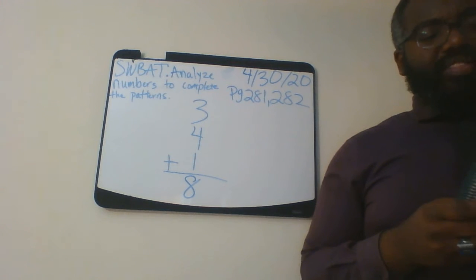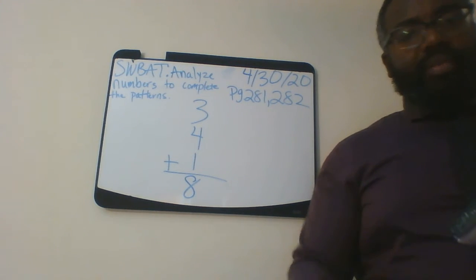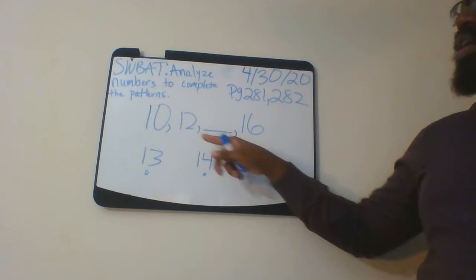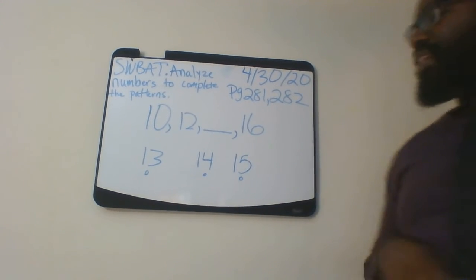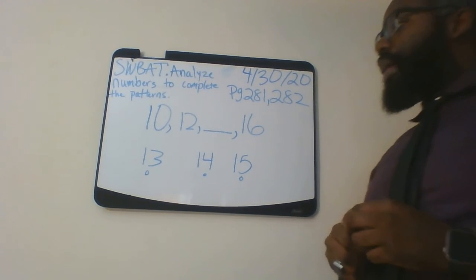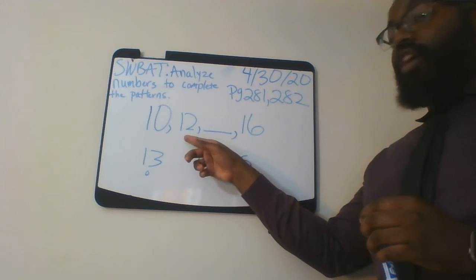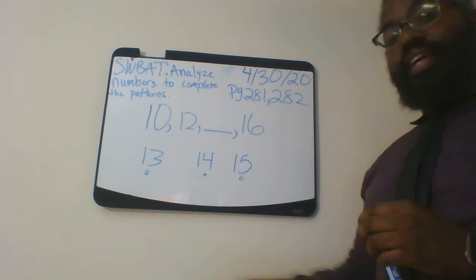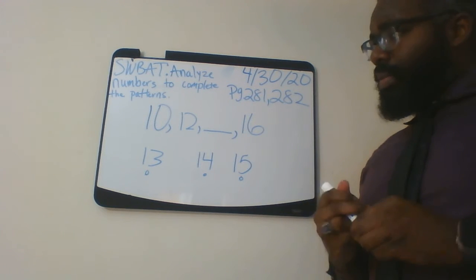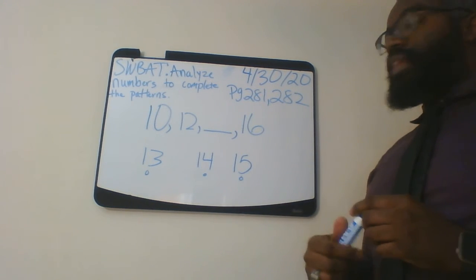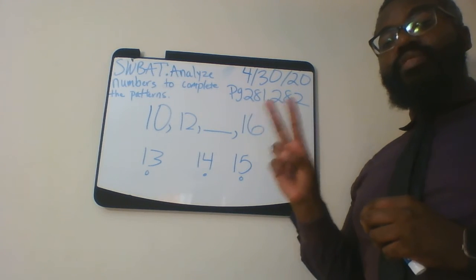Number 3 simply asks us to mark the bubble to complete the pattern. So notice we have the numbers here. We have 10, 12, an unknown number, and 16. So we have to figure out what the pattern is. If you notice, these are all even numbers. Also, they're counting by twos. So we have 10, 12, blank, 16. So what will be next if you're counting by twos?